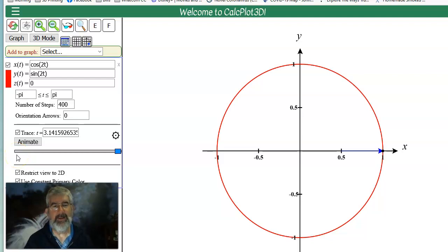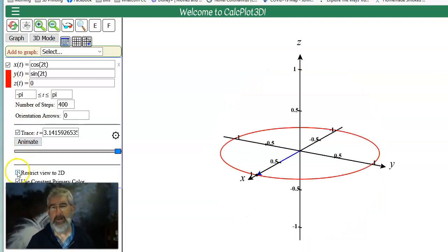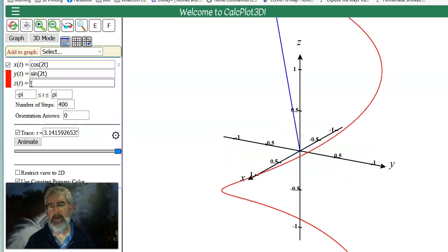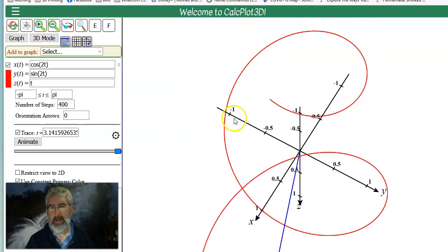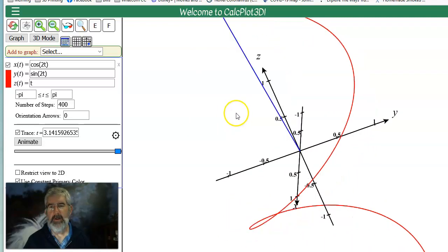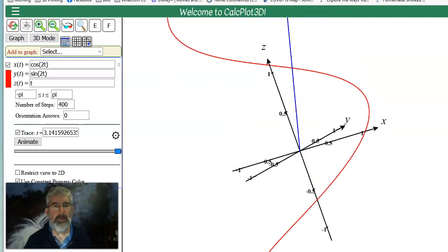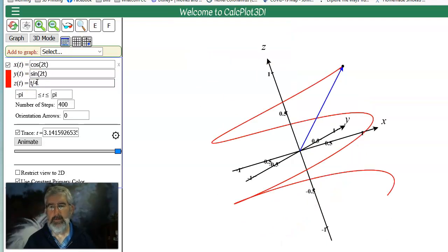Now, another way I can see that something has changed is by actually going into 3D here. Right, so now we got this is still in the xy plane because I have z equals 0. But I want to just say t for z equals t. And what that does now is it turns it into a helix, which is rising rather rapidly. So let me cut it down a little bit. Let's say divided by 4-ish. All right.